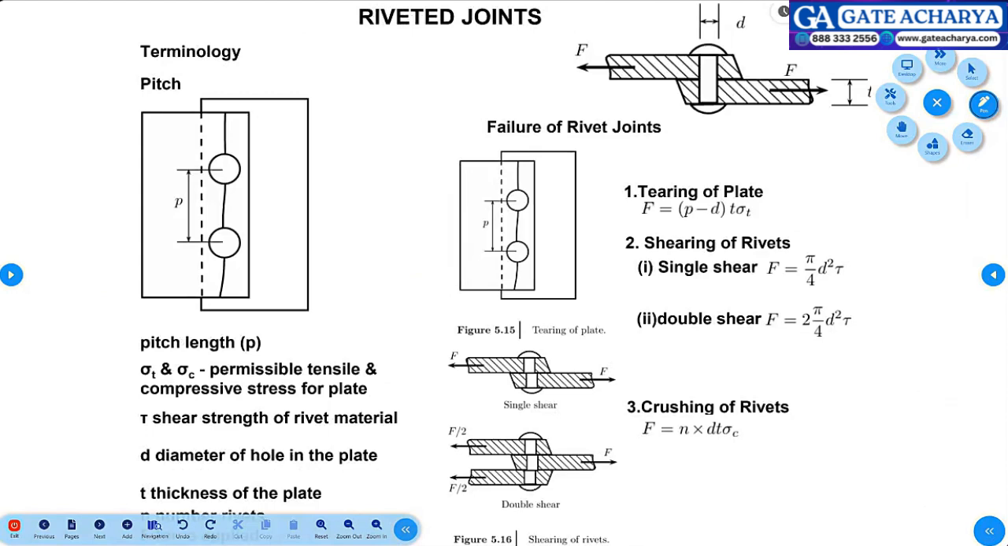Right. So first we will take riveted joints. So any doubt as of now?